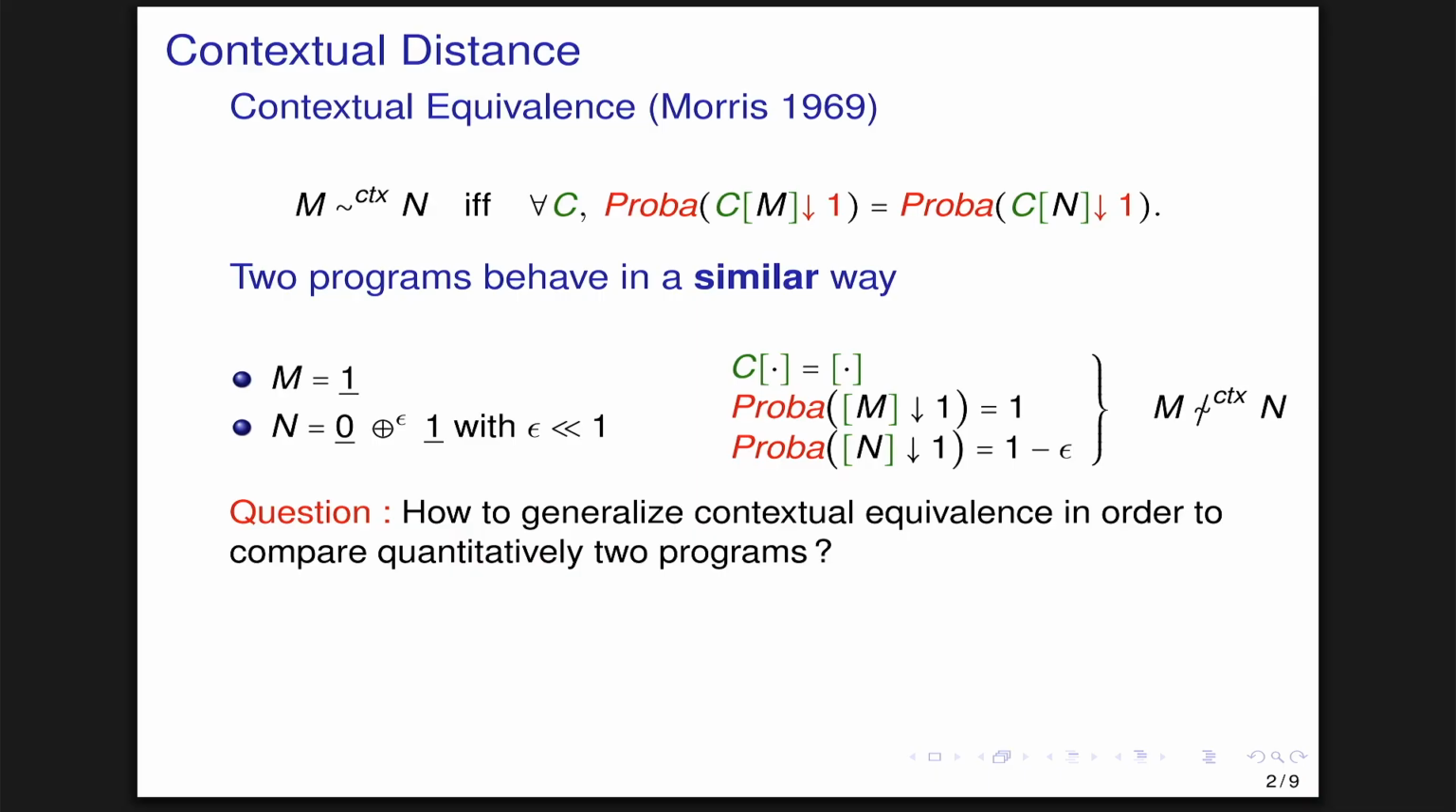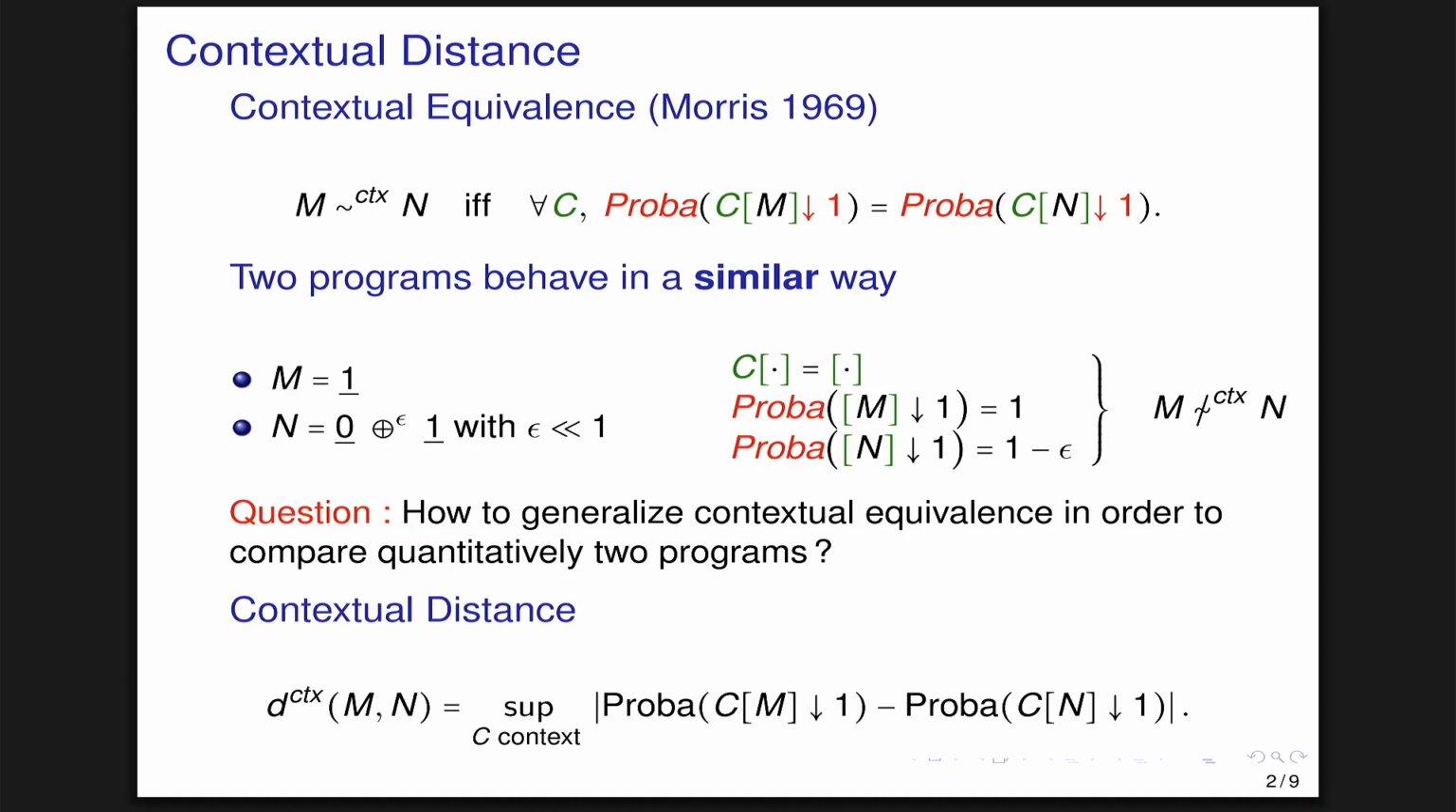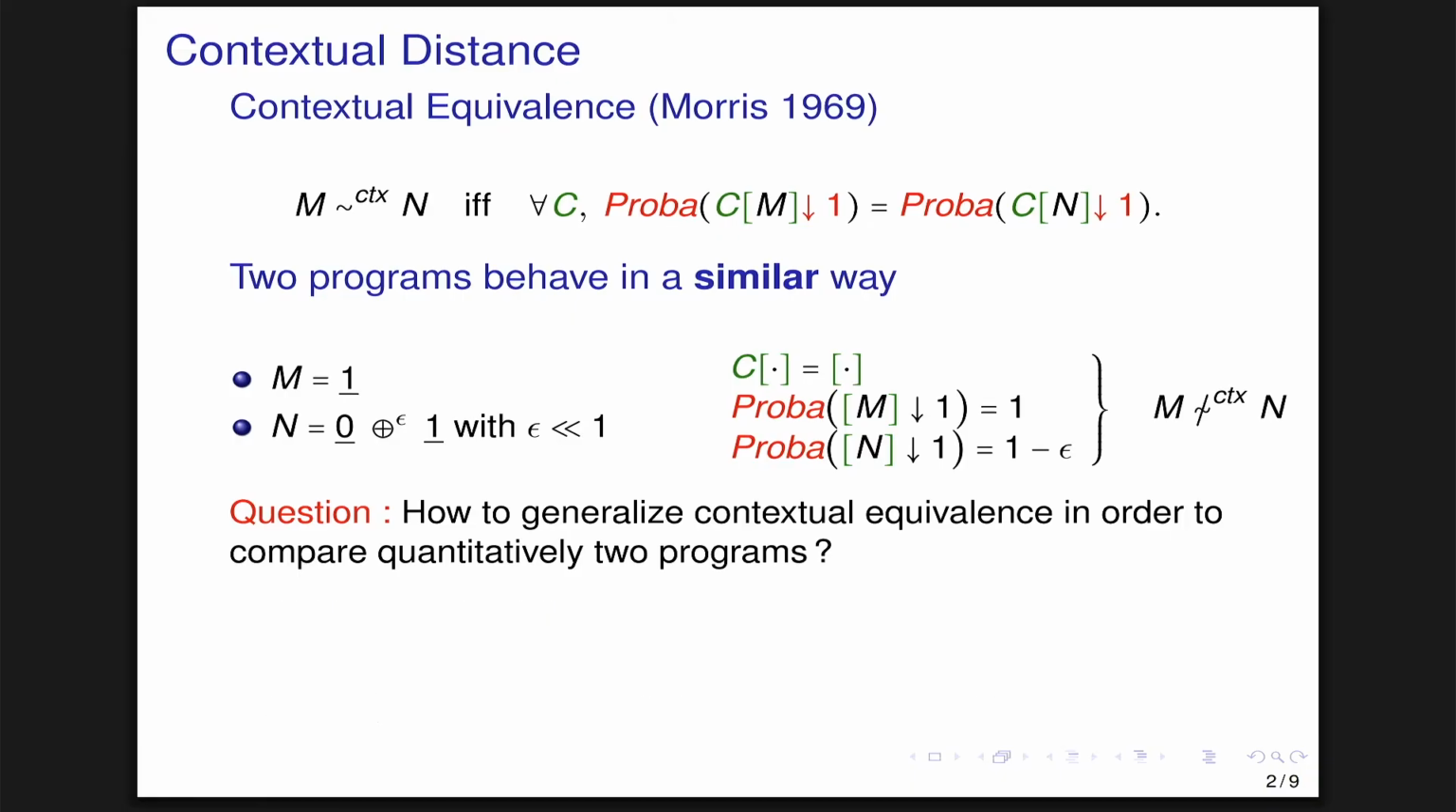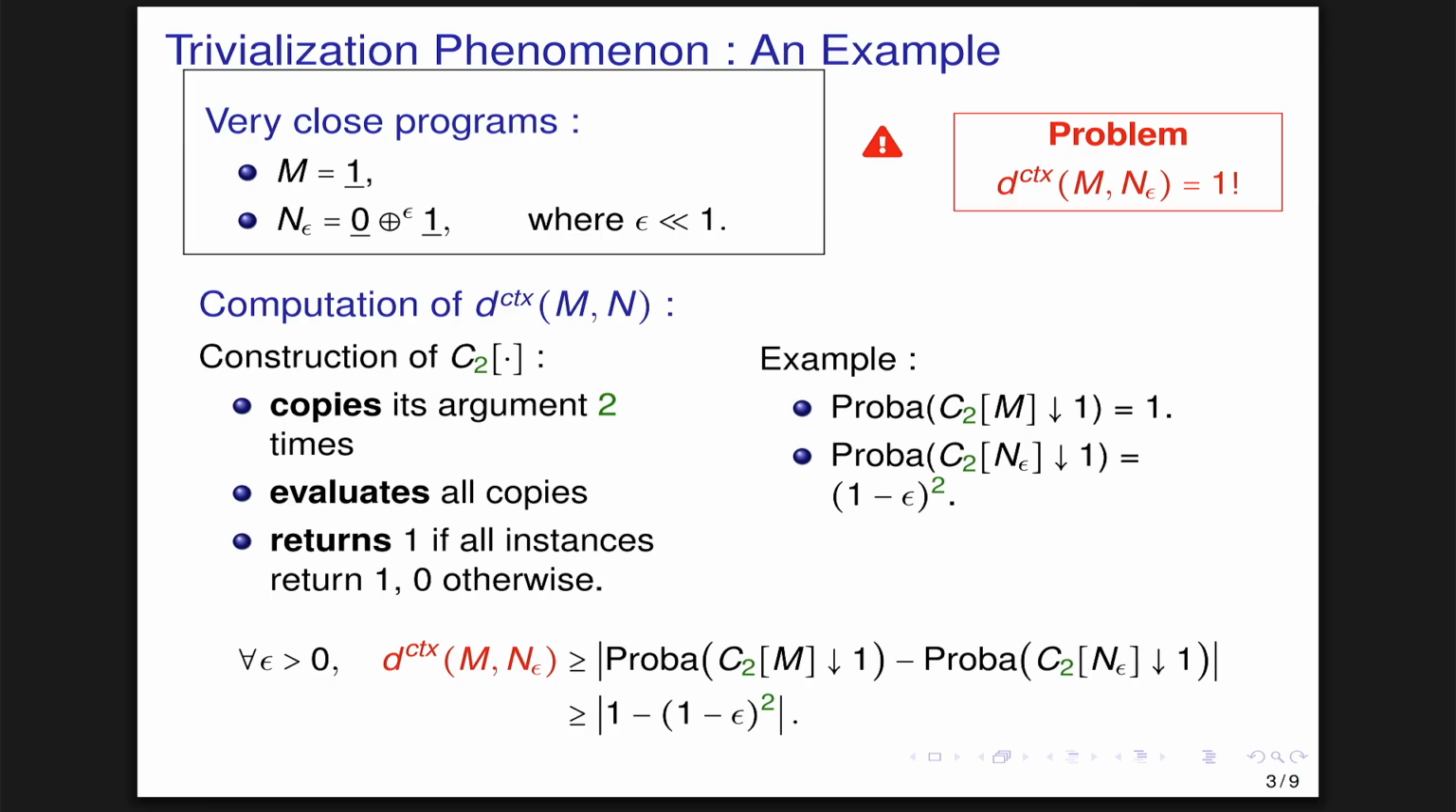A direct generalization of this notion of equivalence is the notion of contextual distance, which is defined as the supremum over all contexts of the difference between the observations when we put M and N in the context. But here we have a problem, which is what we call the trivialization phenomenon. The idea is that these two programs, previously said to be very close, are at distance 1, and it's because we can construct a family of contexts.